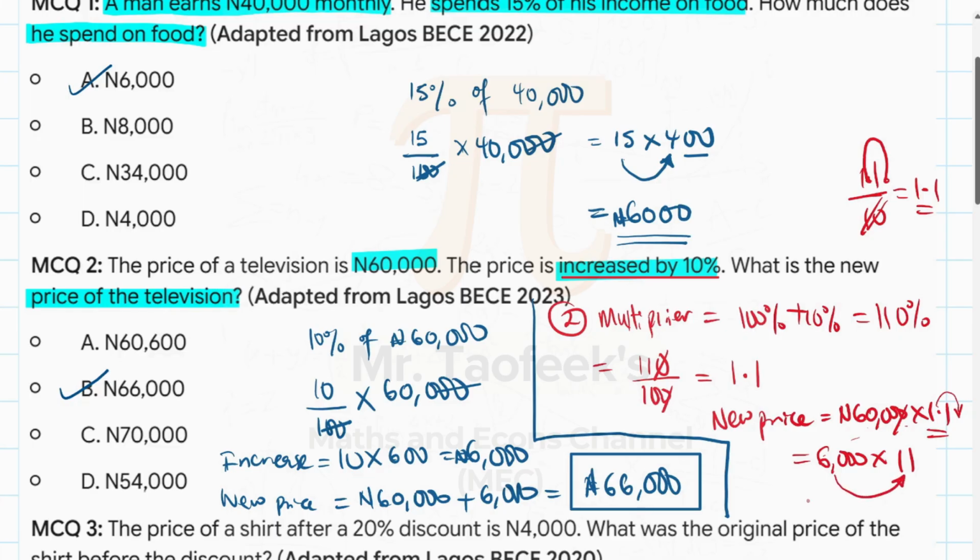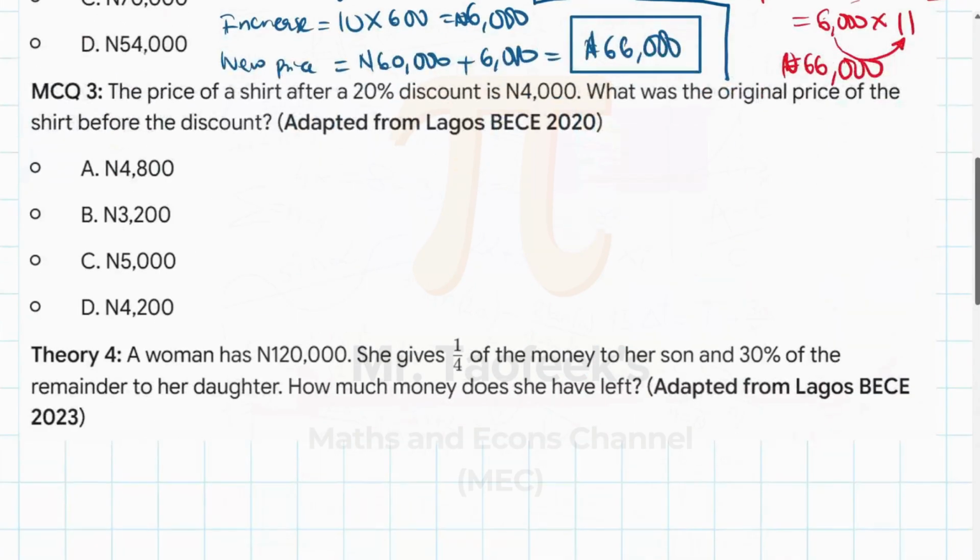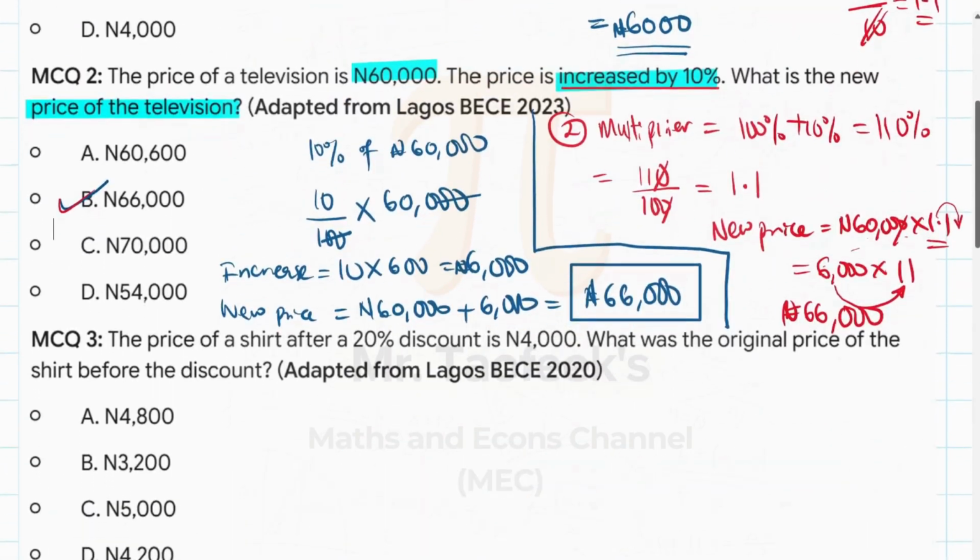6 times 11 is 66. And then my three zeros, 1, 2, 3. So the answer, as you can see, is also 66,000. So whichever formula you prefer, whether method 1 or method 2, both of them will give you the right answer. All right, without wasting time, let's go on to the last multiple choice question, question number 3.